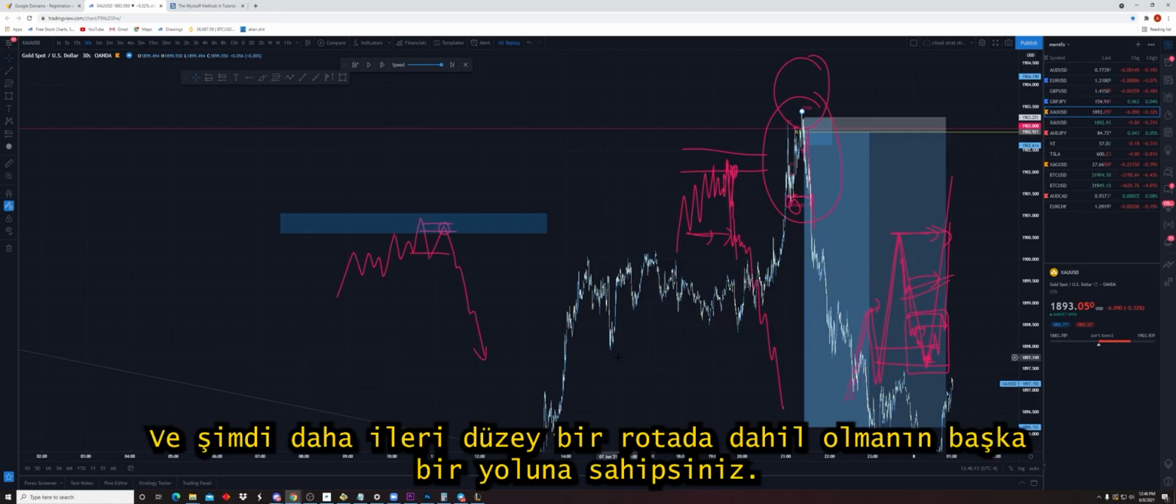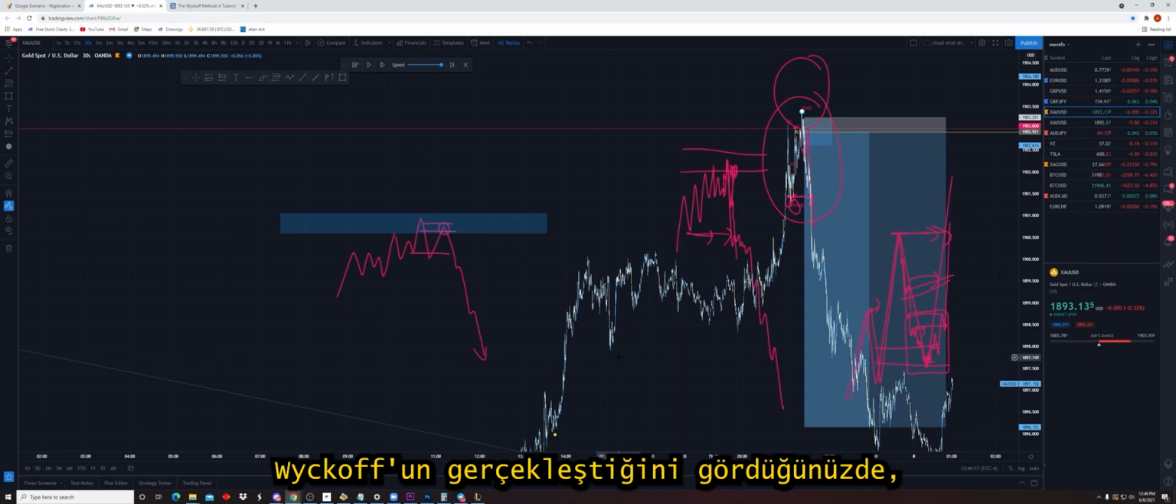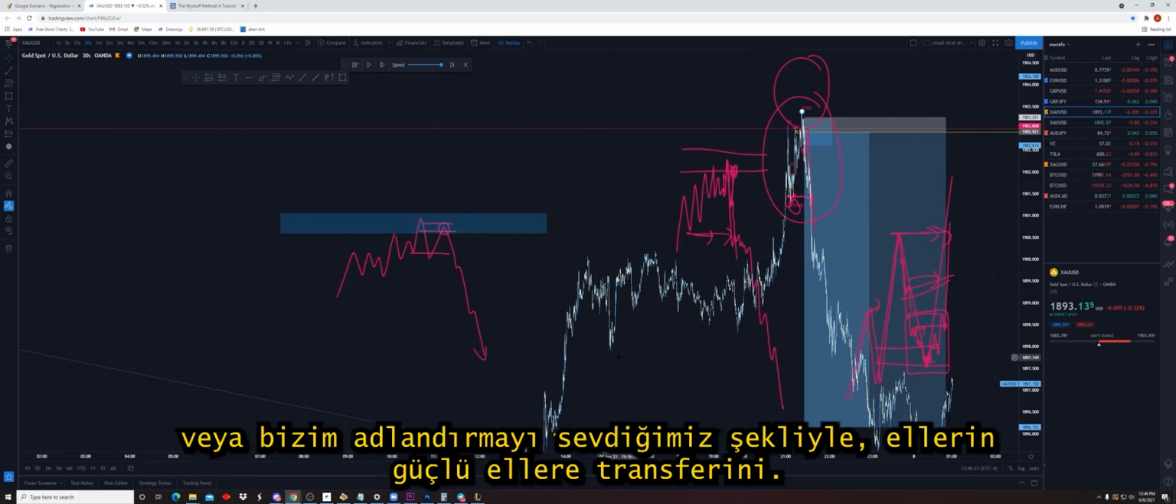And now you have another way to get involved on a more advanced route when you see Wyckoff taking place, or as we like to call it, the transfer of the weak hands to the strong hands.